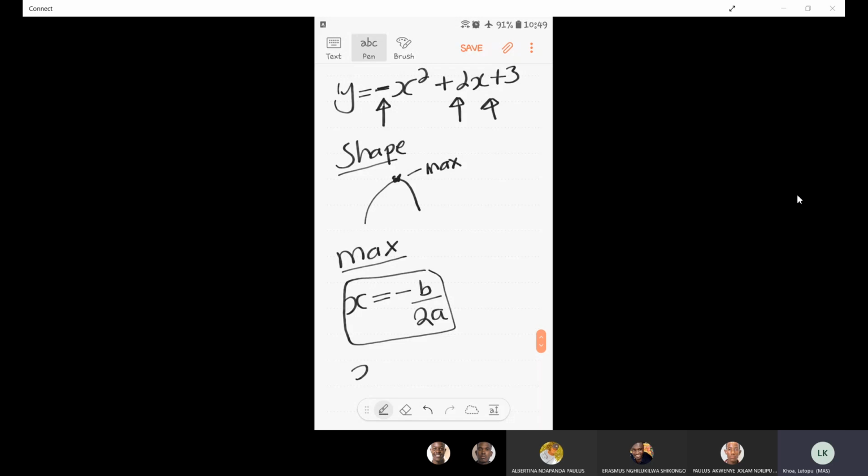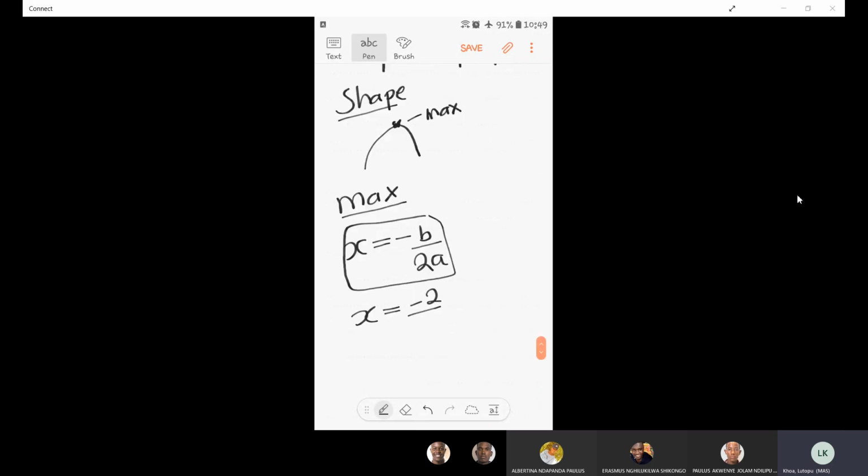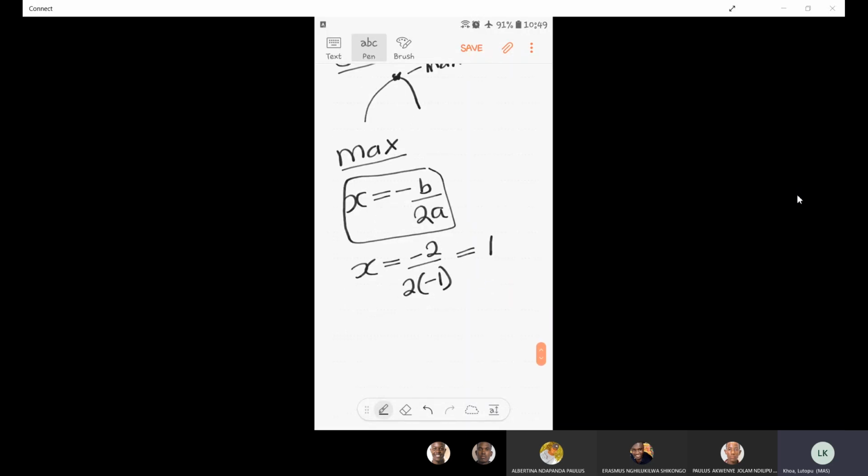So this means that x is equal to -b divided by 2 times a, which is -1. And this just gives me x is equal to 1. Now that I have the x coordinate of the maximum point, I need to work out the y coordinate.